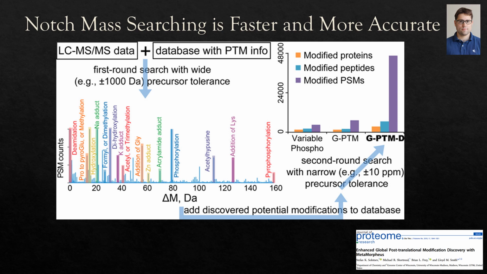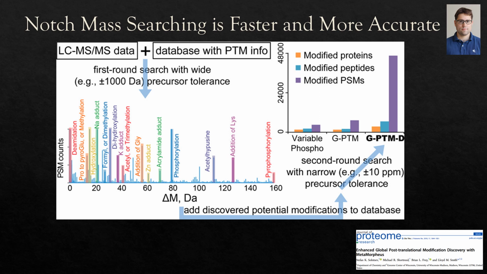Well, that first publication, which we called GPTM for Global PTM Analysis, just wasn't very fast. The time it takes to do an open mass tolerant search is quite long, and most people aren't willing to take the time for that. So we tried to come up with a way to really speed up the search, and that's when we came up with the concept for notch mass searching.